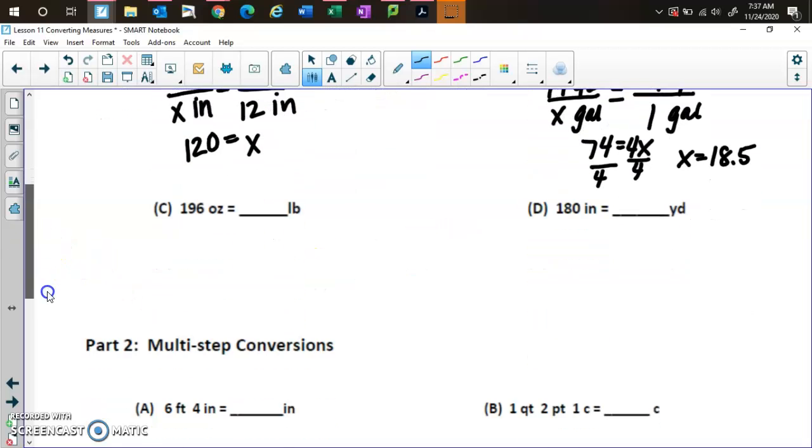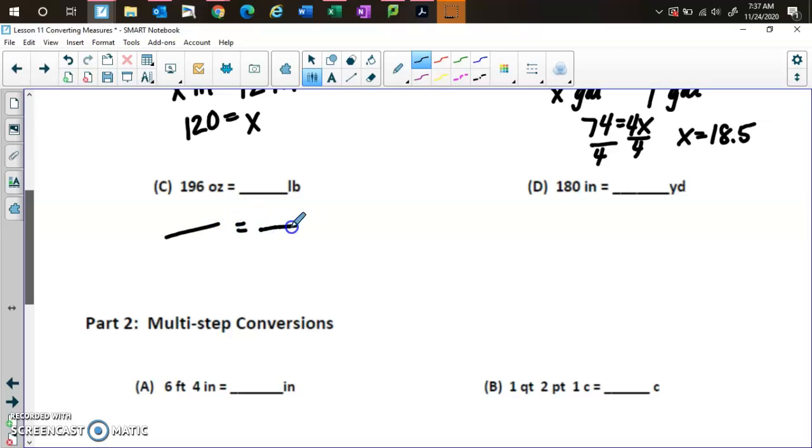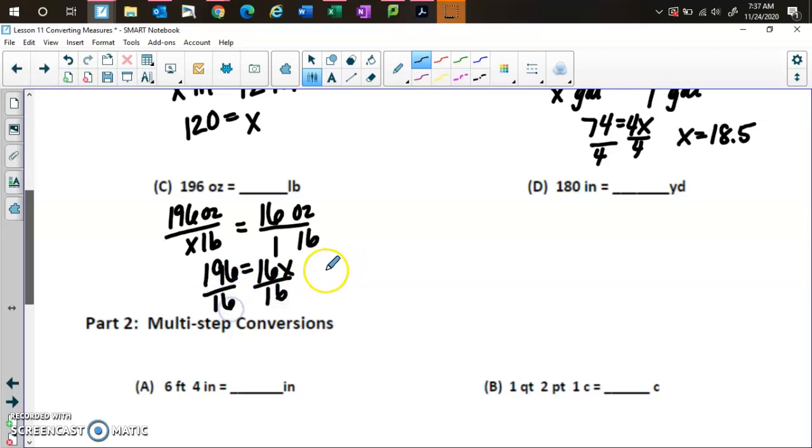If I look at letter C, start off with your proportion setup. 196 ounces over x pounds, ounces over pounds. If you go to your conversion sheet, 1 pound is 16 ounces. 1 times 196 equals 16x. Divide through by 16. X equals 12.25. And since the decimal does terminate, it means it ends, we're just going to write down exactly what we get.